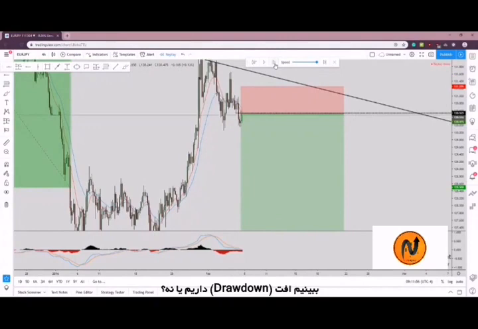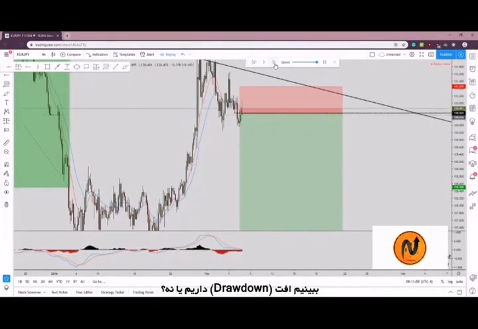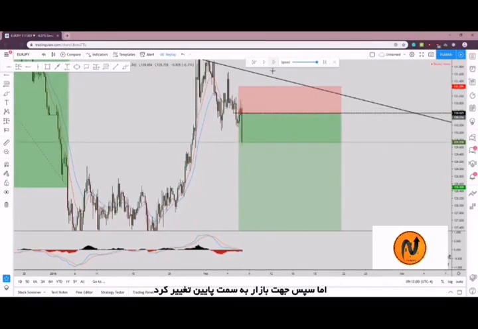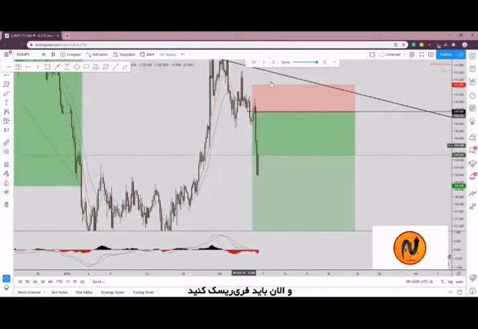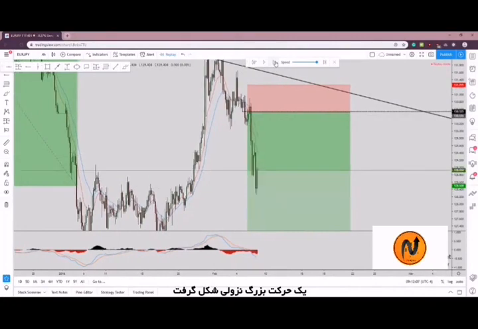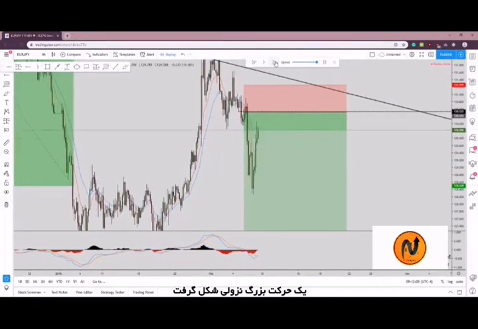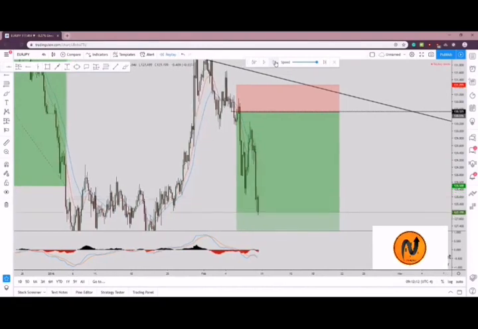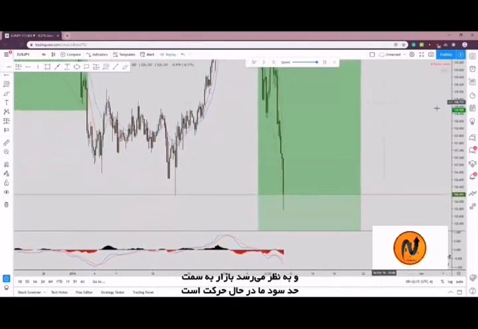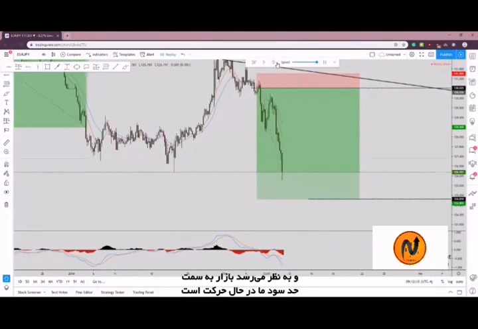Let's see if we get drawdown. Seems we're getting some drawdown, but then the market shifts to the downside. And now you're supposed to go risk free. You got a big push to the downside. And it seems the market is pushing to our take profit.